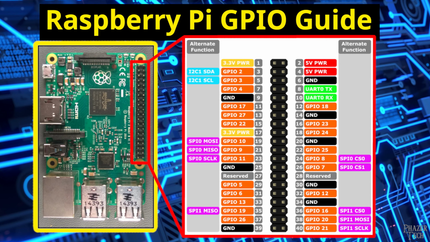So the first thing you'll need to do is install the appropriate GPIO library on the Raspberry Pi, which I already went over in a previous video.